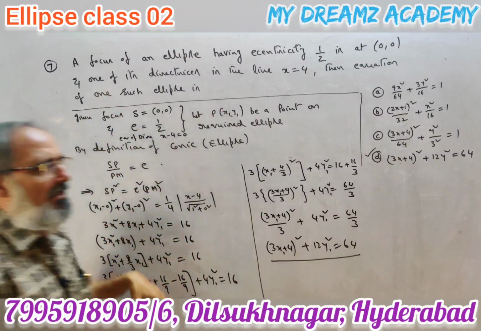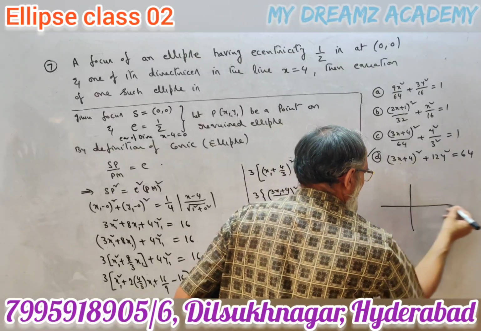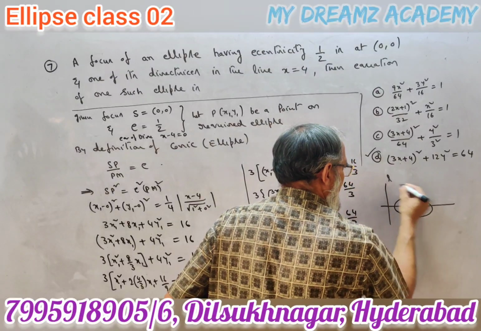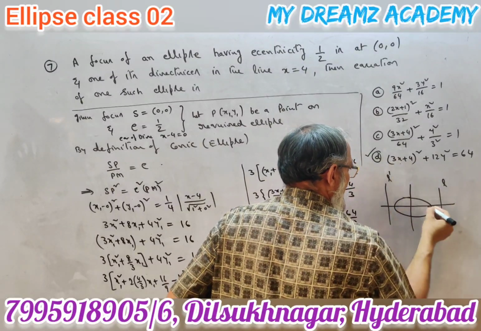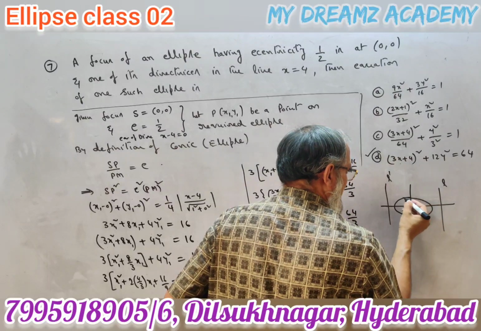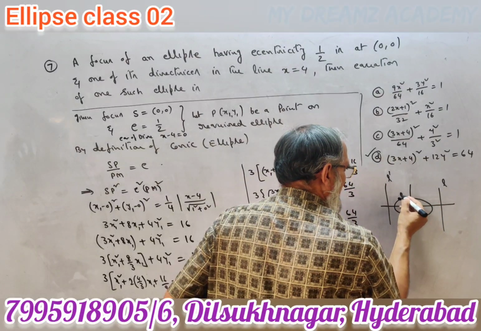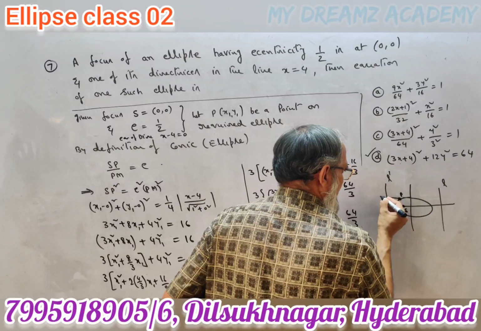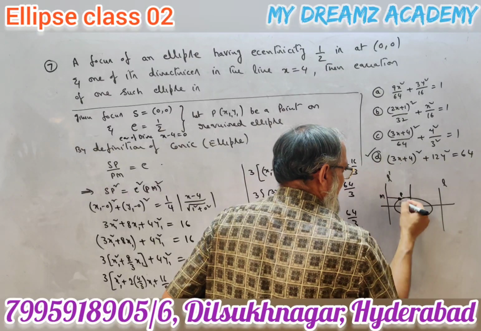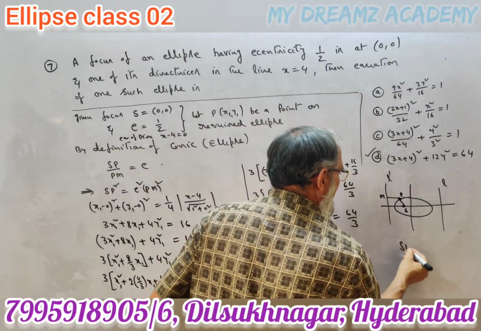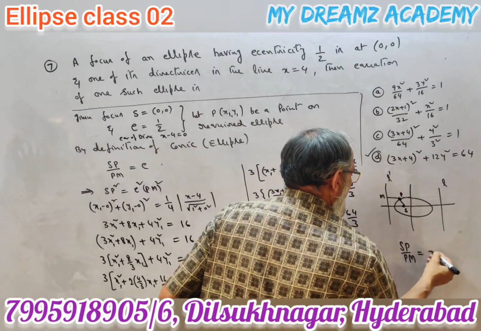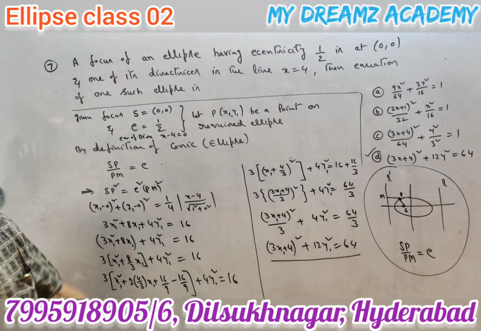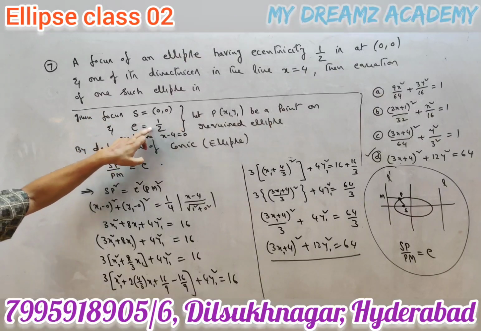Whenever you want to construct an ellipse, please see this: this is the directrix L and L dash. On this you can select a point. P is a point on the ellipse such that, with S one of the foci, SP by PM equal to e. SP by PM equal to e. This is the concept behind it whenever the focus and directrix are given, along with the eccentricity.